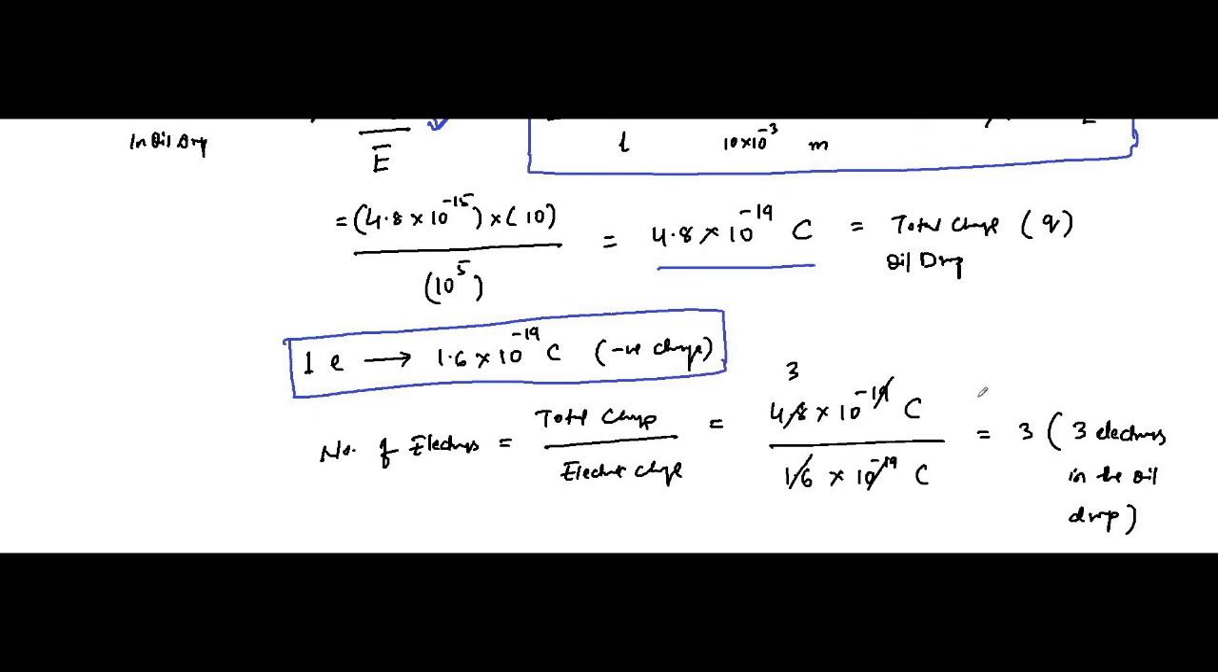So here this value will always come in the form of an integer, because we know charge is quantized. The total charge will always exist in the form q is equal to nE. So this n will always be an integer. So yes, the value came as 3. Okay, so this is the first question related to electric field.